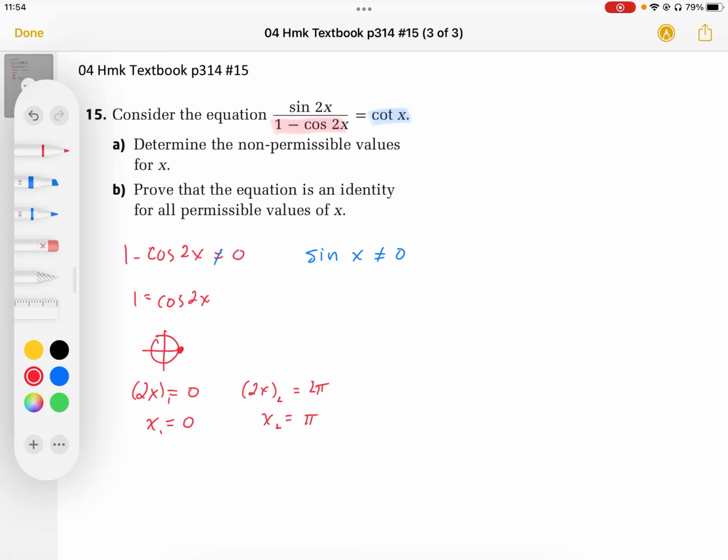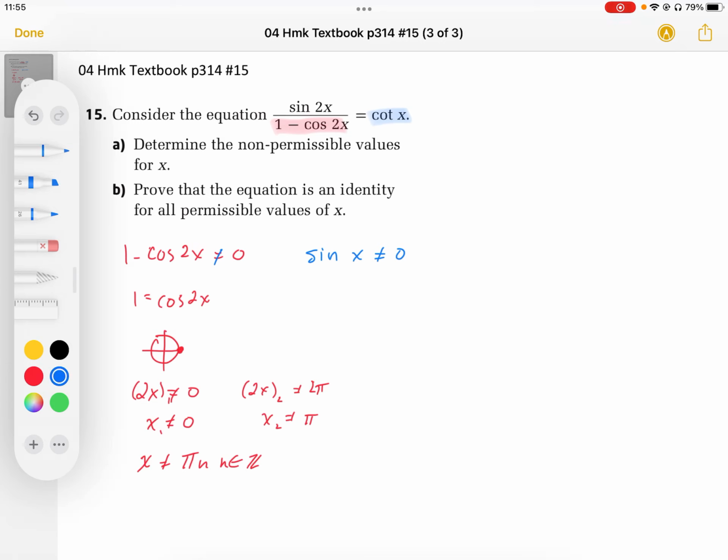Or we can analyze it for the full circle, for 0 and 2 pi, and solve them independently, and say that these two solutions occur every 2 pi. In either case, when I combine these together, x cannot equal pi n. Every increment of pi, it doesn't work, where n is an element of the integers. So 0, pi, 2 pi, 3 pi, and the negatives as well.